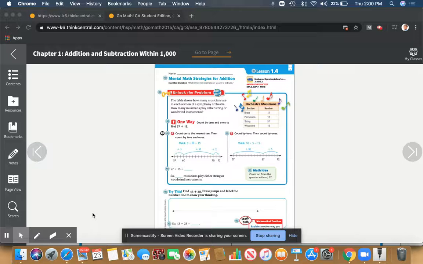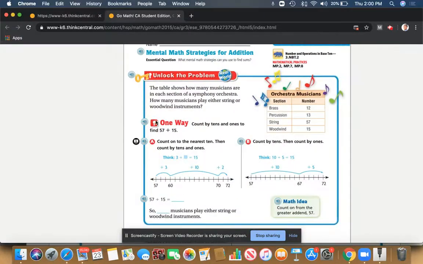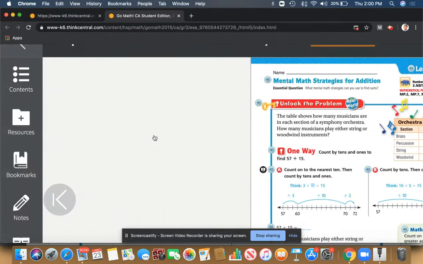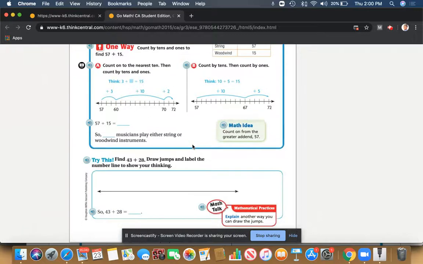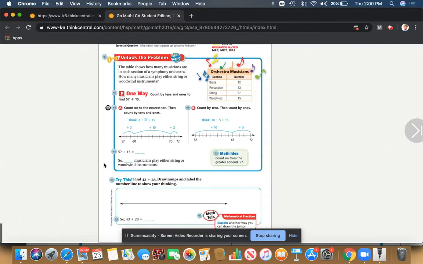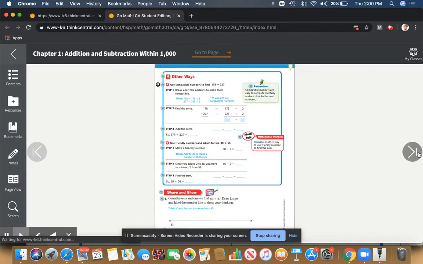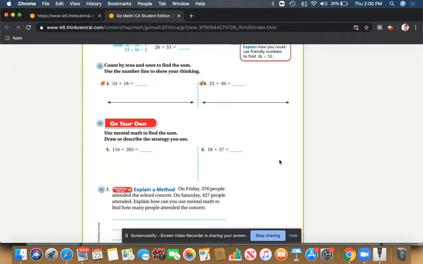What's up, guys? There were some questions about how to do the math lesson today. We have mental math strategies for addition, and we're looking at how to use easier numbers to add. So I'm going to go over some of the problems that were in the practice.